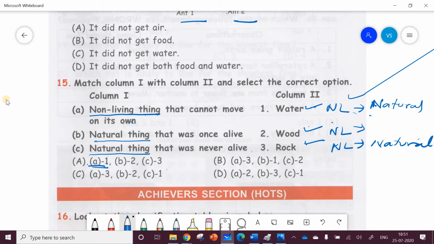First, you tell me one thing. Wood comes from plant. Okay. Plant was a living thing. In this question here, it is asking you natural thing that was once alive. Which one do you think it is? Water, wood, or rock? Natural thing that was alive before, not now.